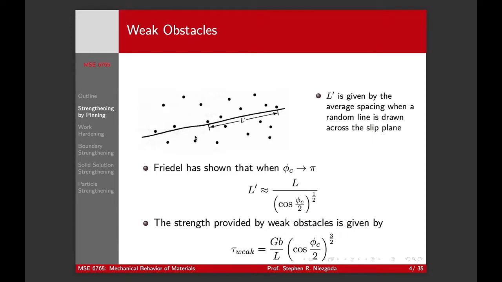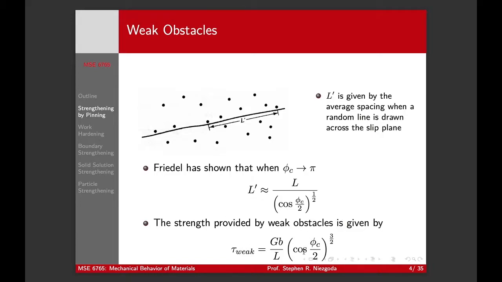So just take a piece of paper and slap it up on your notes, in any direction, and the distance between dots along the edge of that piece of paper we'll call L prime. Now these are weak obstacles, right? So the angle is pretty small. It's close to 180 degrees or pi, right? It's not going to bow around them very much.